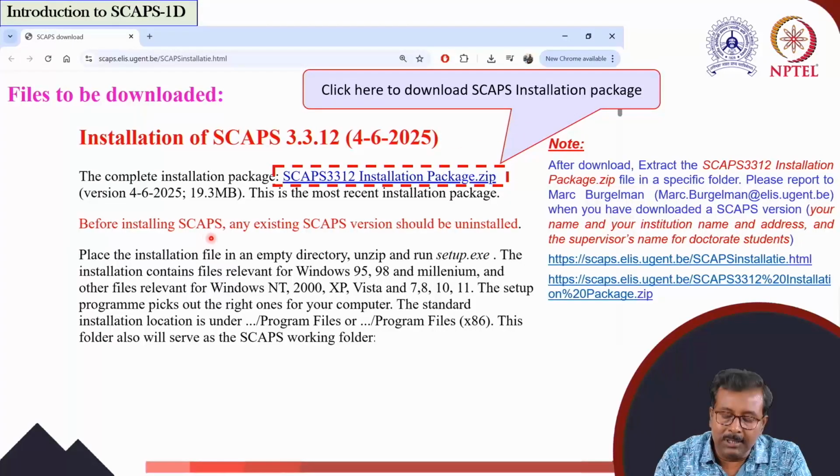Before installing SCAPS, if you already have any existing SCAPS version, it should be uninstalled. This is a note before installation. The size is also mentioned. This is for version 4 to 6, almost 19.3 MB, so it does not take much space. And this is the most recent installation package.